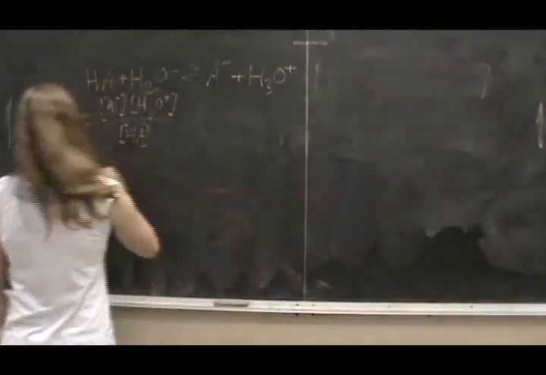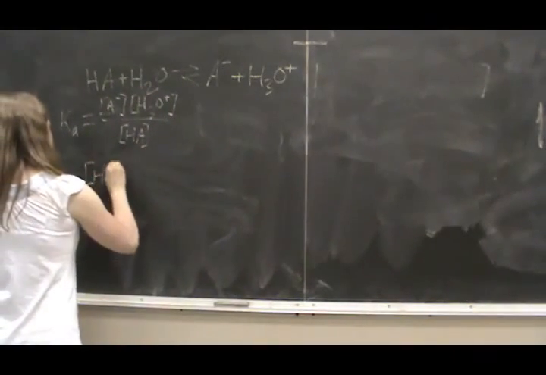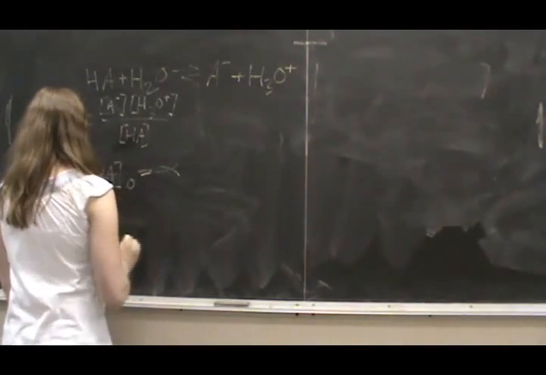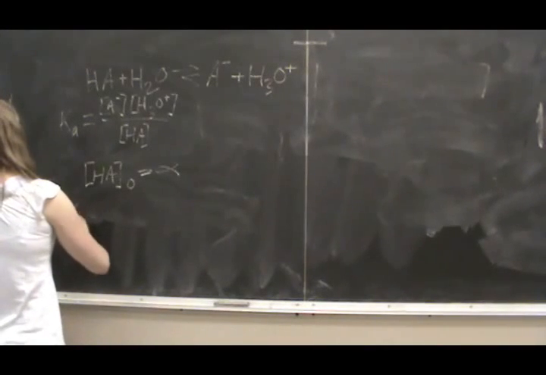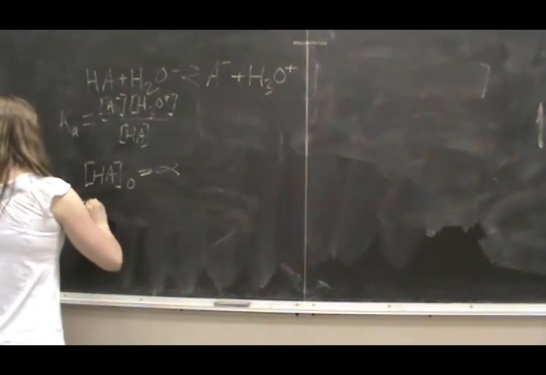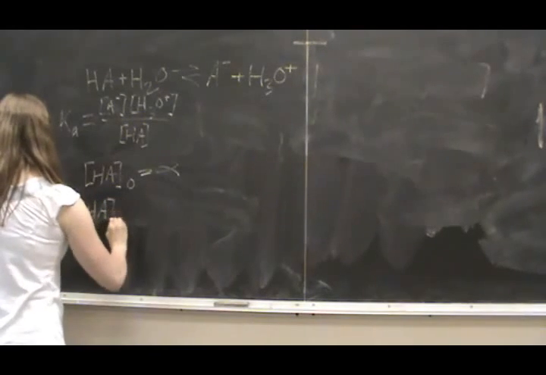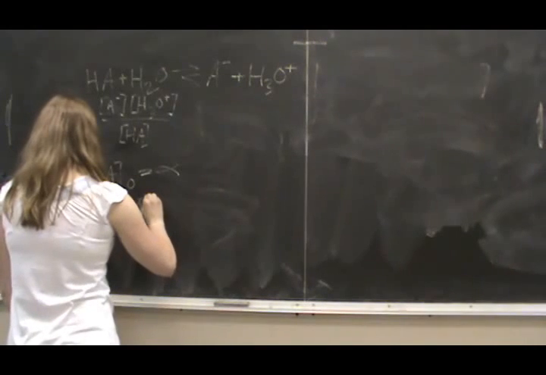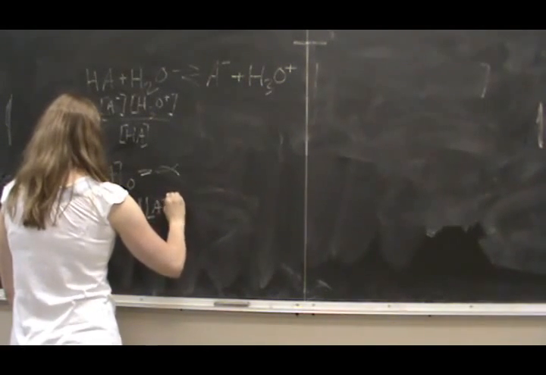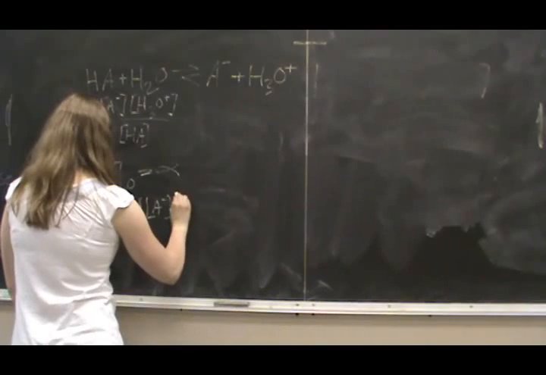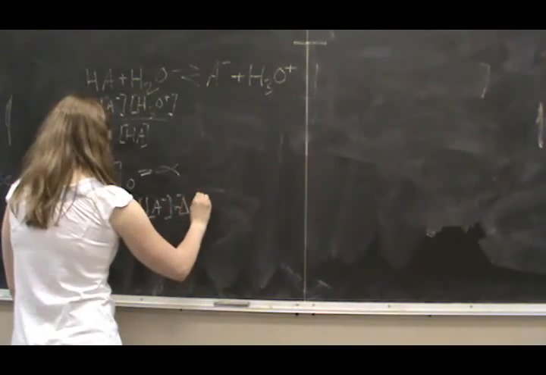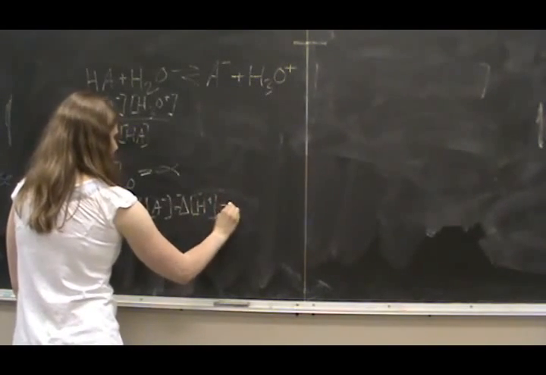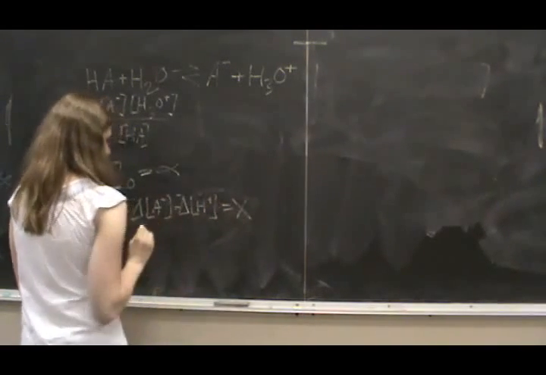We will start off with an initial concentration of acid, that we will call alpha. And we know that the change in the concentration of the acid is going to equal the change in the concentration of the conjugate base, and that also equals the change in the concentration of H plus or H3O plus, and we will call that change X.